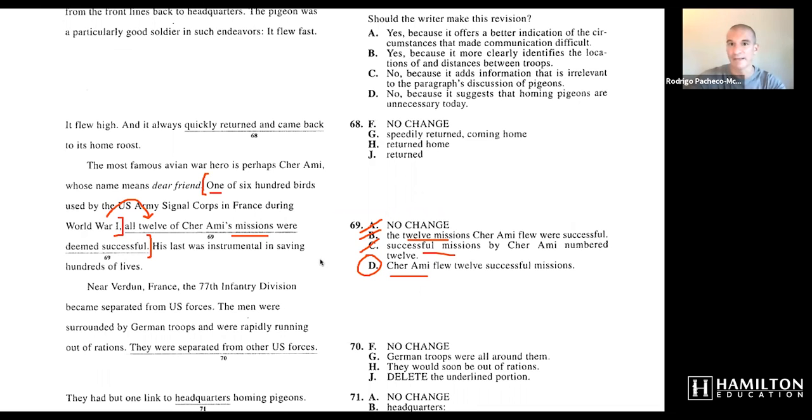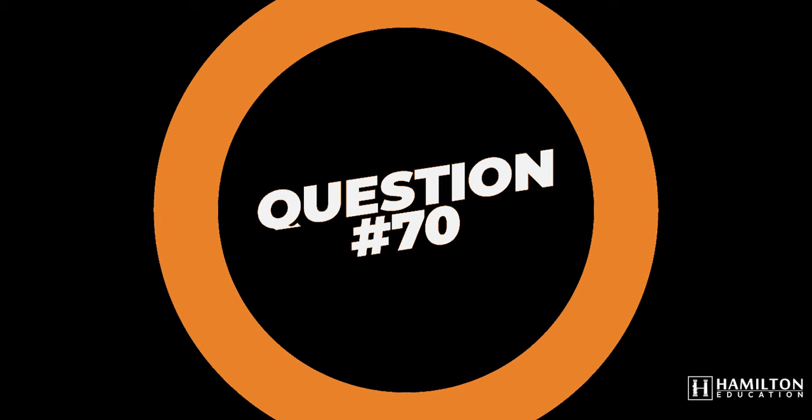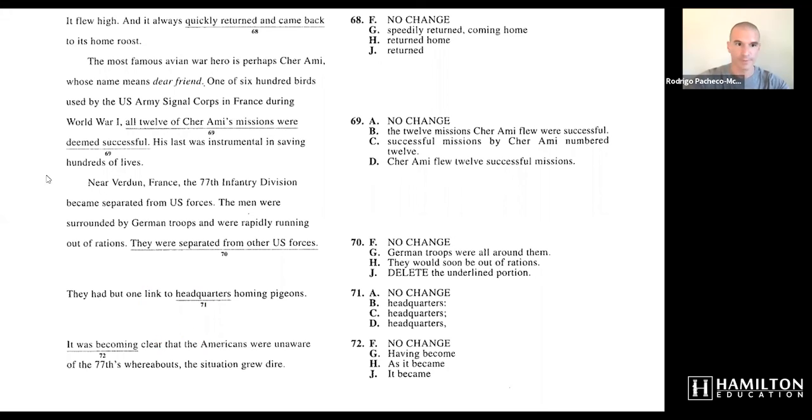Question 70 is a redundancy question. I'm going to read from the beginning of the paragraph so we can identify the redundant elements in the answer choices. So near Verdun, France, the 77th Infantry Division became separated from U.S. forces.